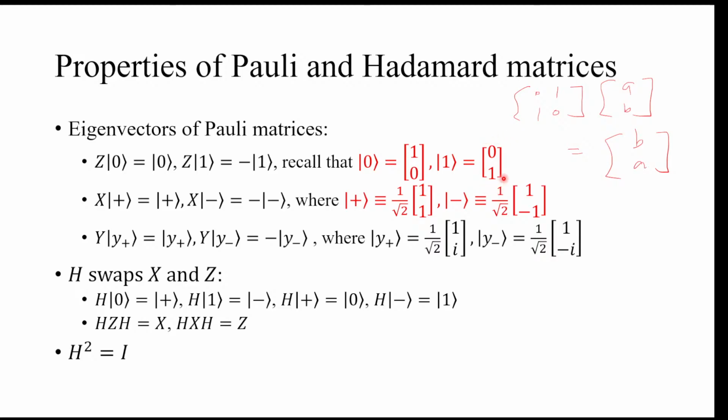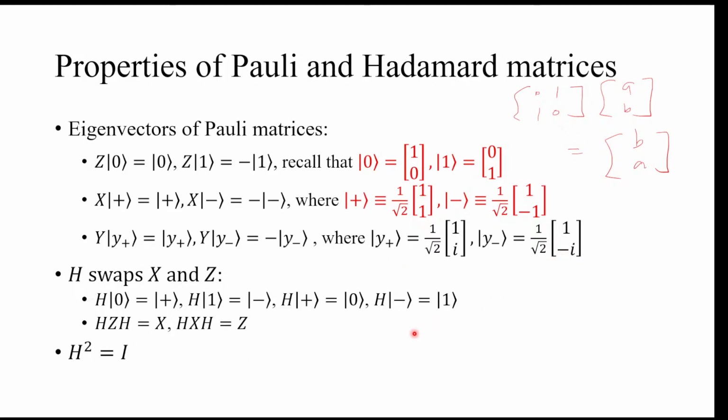And the eigenvectors for X, we call the plus vector and the minus vector. The plus vector is 0 plus 1, which in matrix notation is 1 over square root 2 times 1, 1. And the minus vector is 0 minus 1, which in matrix notation is 1 over square root 2 times 1, minus 1. And then there are also eigenvectors for Y, Y plus and Y minus. Y plus is 1 over square root 2 times 1, i, and Y minus is 1 over square root 2 times 1, minus i.